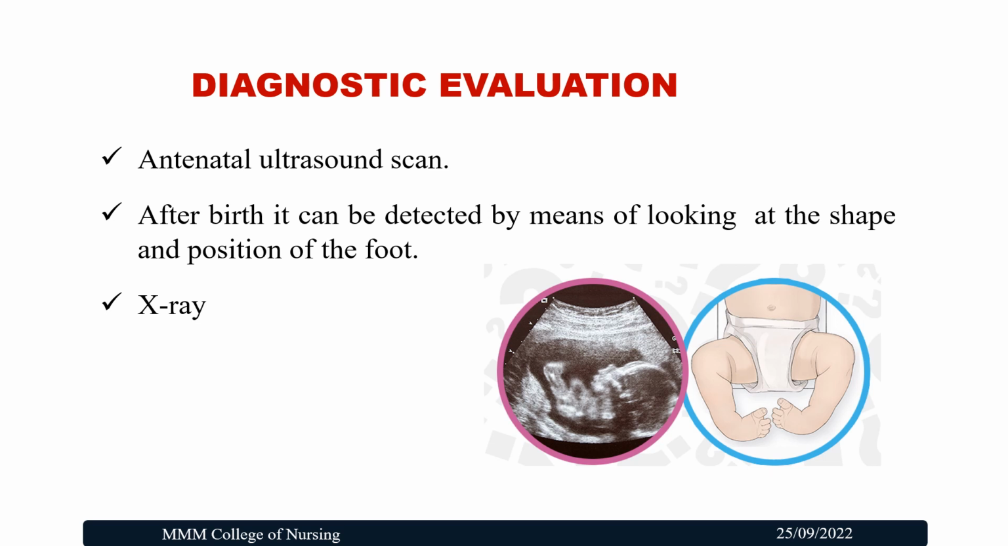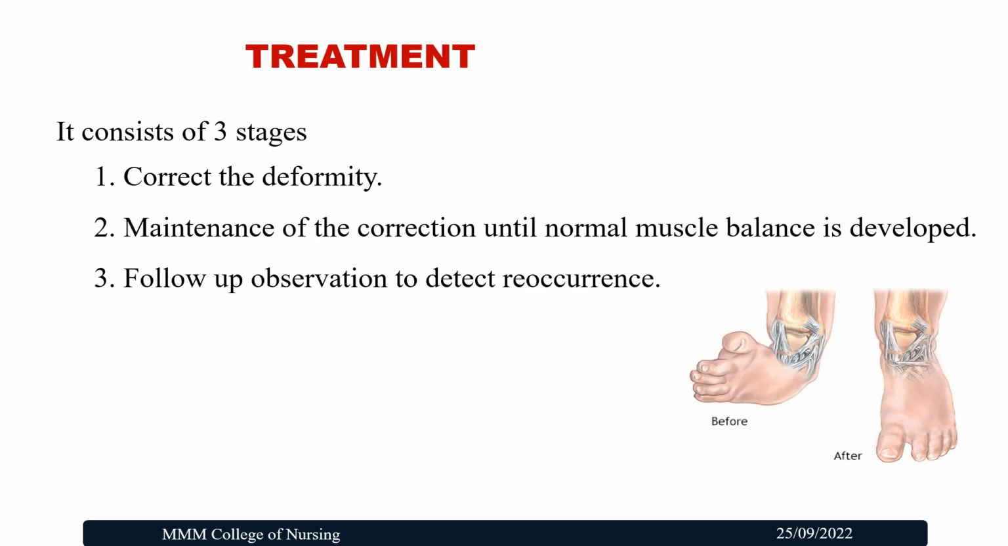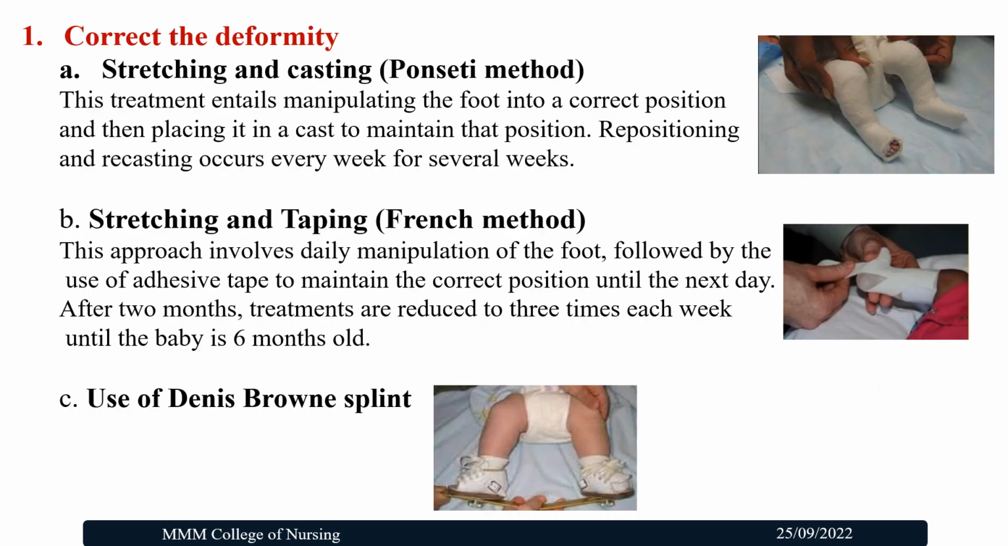Next, we can see diagnostic evaluation. It can be ruled out through antenatal ultrasound scan, and after birth it can be detected by looking at the shape and position of the foot, and also through X-ray. Moving on to the treatment, it consists of 3 stages: correct the deformity, maintenance of correction until normal muscle balance is developed, and follow-up observation to detect recurrence.